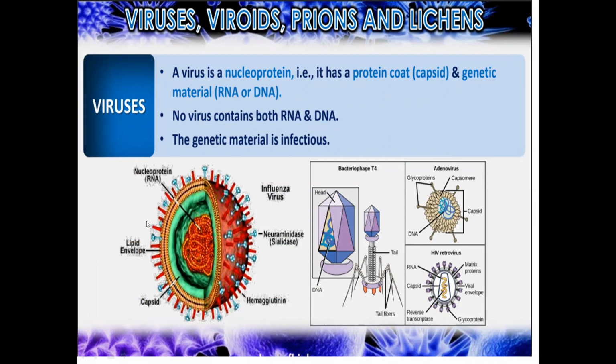Now, this is the structure of influenza virus: nucleoprotein, RNA, lipid envelope, capsid, neuraminidase, and hemagglutinin. These are some structures. Bacteriophage T4, adenovirus, HIV retrovirus. Some are having this type of structure. Some will have a tubular structure, like a tube, and some look like Spider-Man, like a rocket launcher.